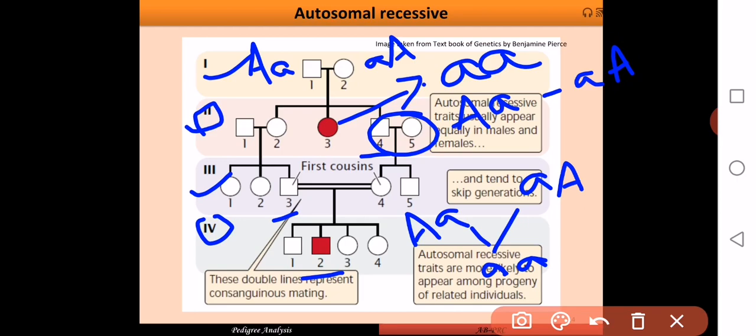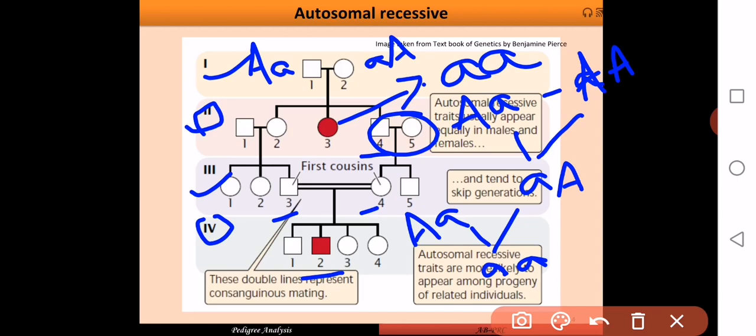Even sometimes, even though she is healthy, it is possible for her to be a carrier from the parents of individual 2 in the fourth generation. Okay, so it is possible to have this kind of progeny for individual 4. So it is okay with that.